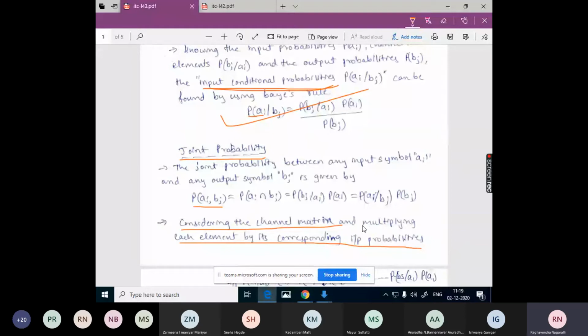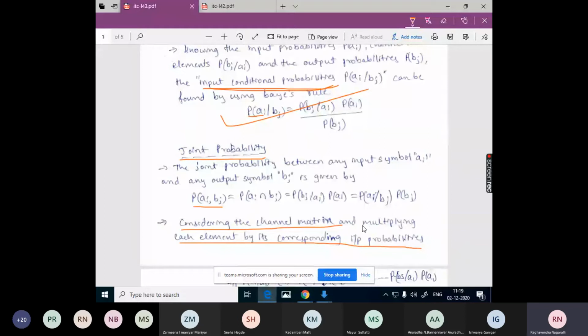So 1 by 12 here, star mark is there. That means it is missing here. We need to find this probability. 5 by 36, 5 by 36, 1 by 9, 5 by 36, and this probability is missing, 1 by 6, and this probability is missing. And these are the output probabilities given.